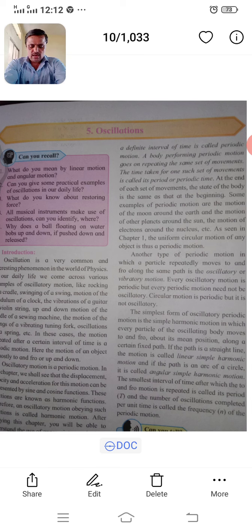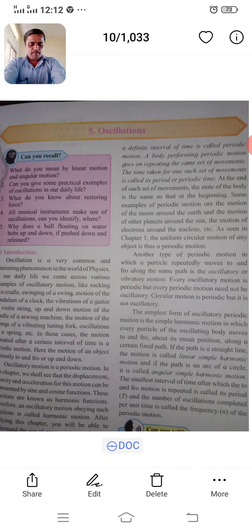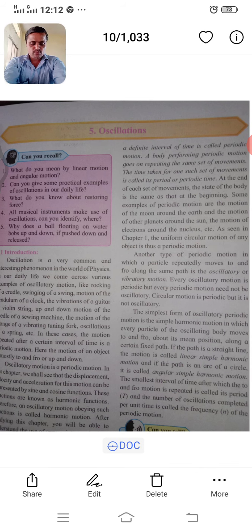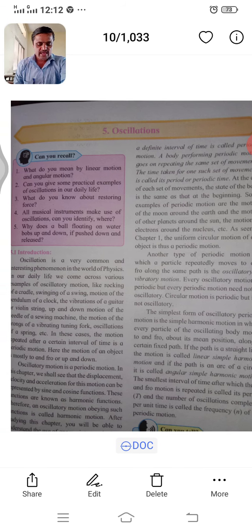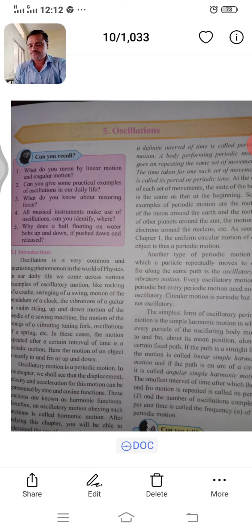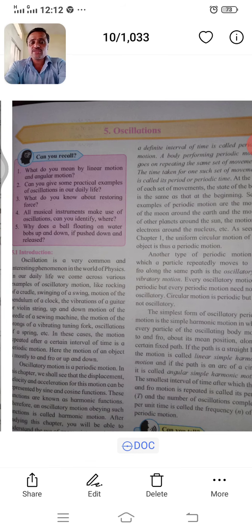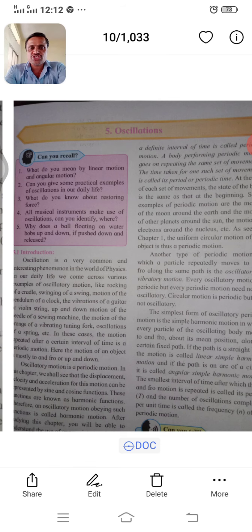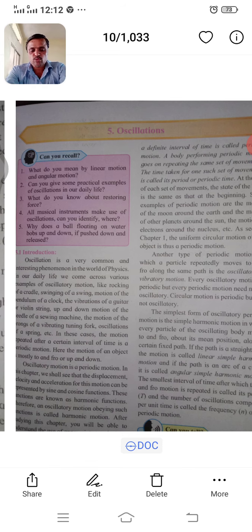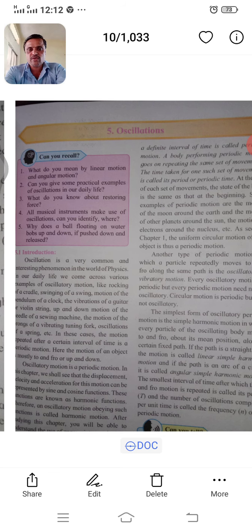The simplest form of oscillatory periodic motion is simple harmonic motion, in which a particle moves to and fro about its mean position. If the path of that body is a straight line, then the motion is called linear simple harmonic motion. And if the path is an arc of a circle, then it is called angular simple harmonic motion. Then the next point is, what is the frequency of oscillation? The number of oscillations completed by the body per unit time is called the frequency of oscillation.